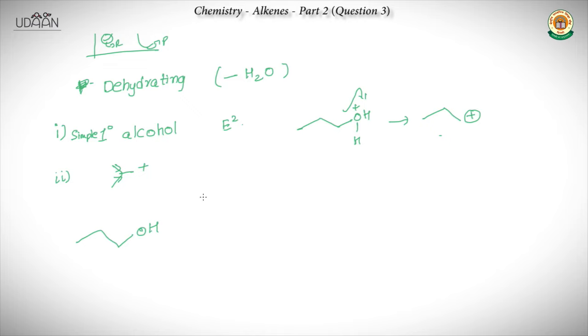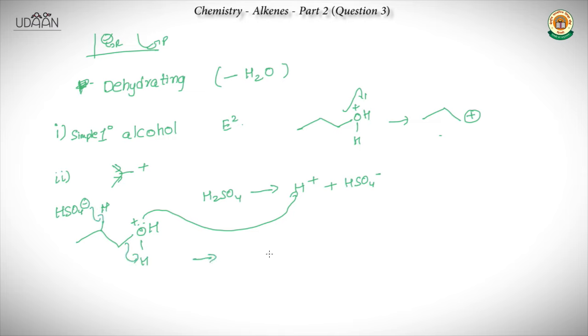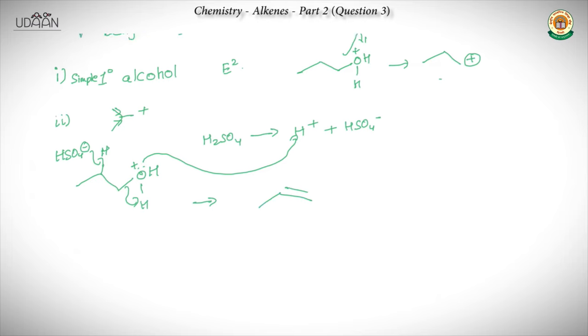First, H2SO4 is an acid and it dissociates to give H plus and HSO4 minus. Now O has a lone pair of electrons and it attacks this H plus. You will get H2O plus. Now HSO4 minus attacks on the backside of it and H2O leaves. So via E2 you will get alkene. These reactions are used for the preparation of alkenes.